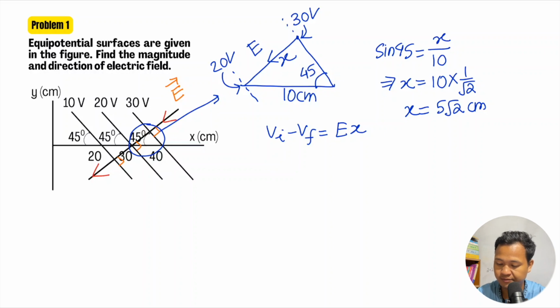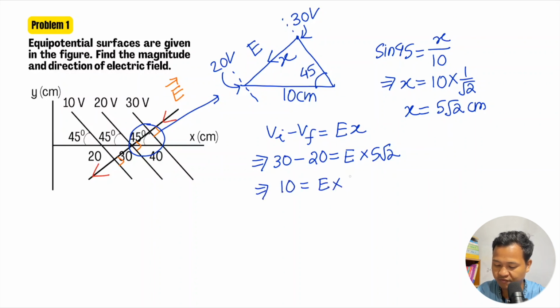Then, putting the values, V initial is 30 minus V final 20, E is what we need to find, and X is 5 root 2. So here you'll have 10 equals E into 5 root 2. So E will be 10 divided by 5 root 2, which is root 2 Newton per coulomb.